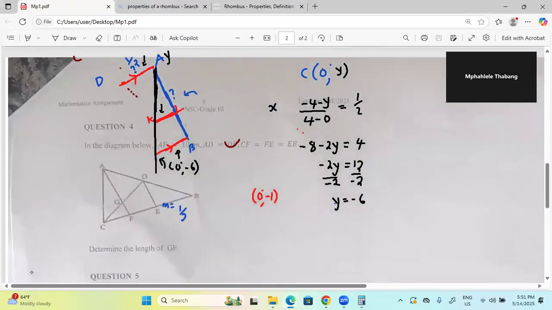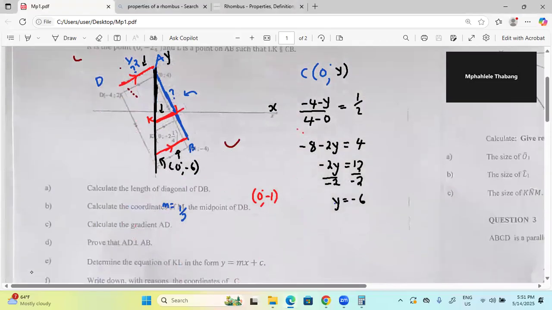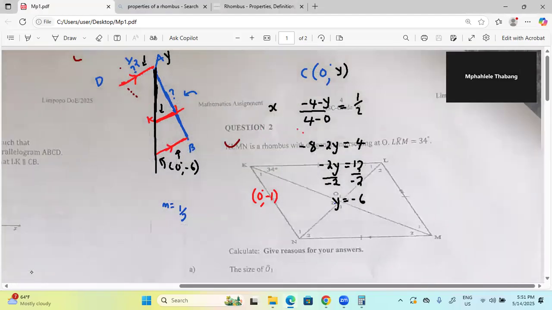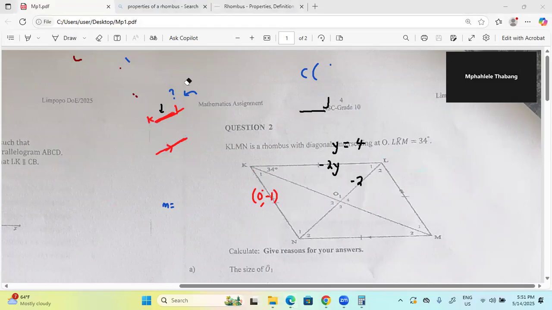Let's go to question. No, I can't be on question 4 already. This is question 1, so I need to go to question 2. We need to be on question 2. So let us look at question 2.